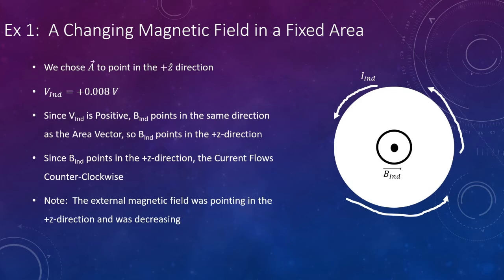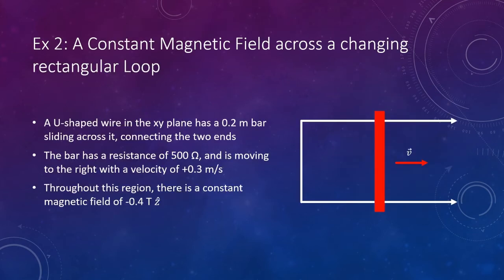A really common problem you'll see in a lab physics text is where you have this U-shaped wire and a bar that's sliding across it. So let's work through how this problem works. So we have a U-shaped wire, and this red bar is sliding across it.